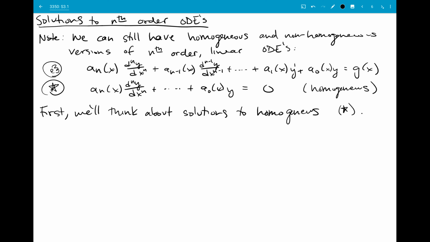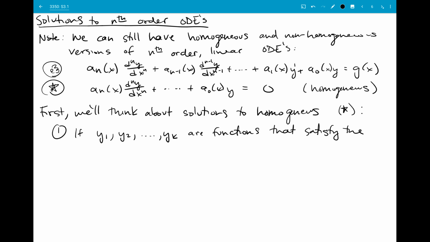Which I've labeled star. And there are a couple of facts that we learn about these solutions. So, first fact is if you find a bunch of functions, y1 through yk, and when you plug them into star, the differential equation, they turn out to be 0, or they satisfy the ODE star.